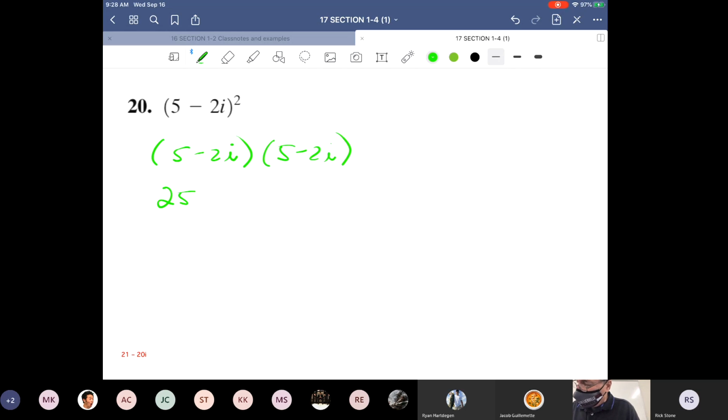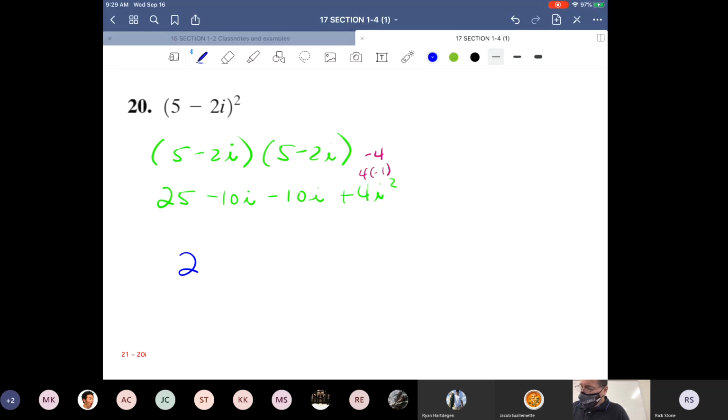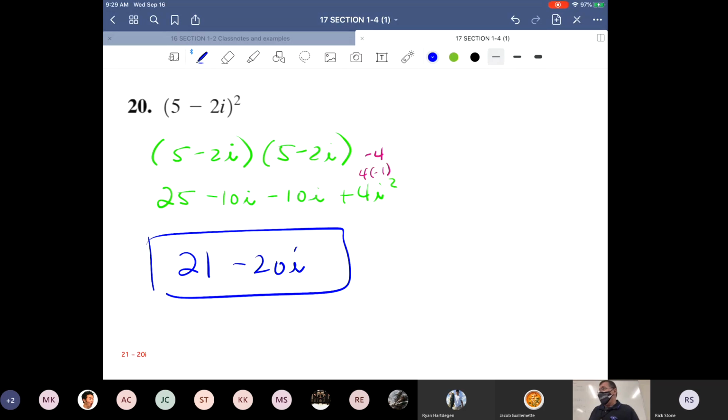And that's going to get us 25 minus 10i plus 4i squared. But we remember that i squared is equal to -1, so that's 4 times -1, or -4. 25 minus 4 is 21 minus 20i. So in a plus bi form, we end up with 21 minus 20i.